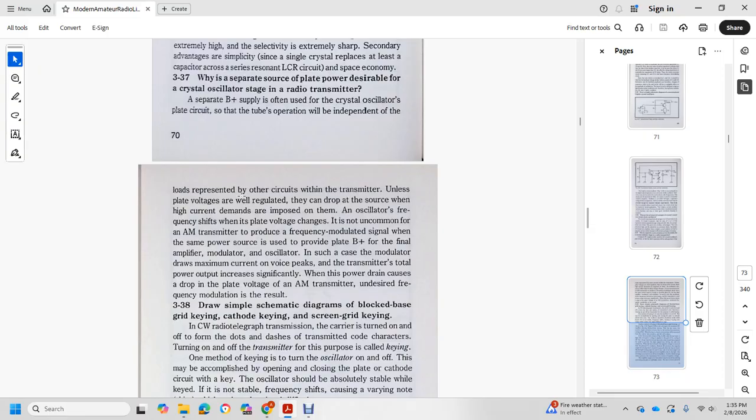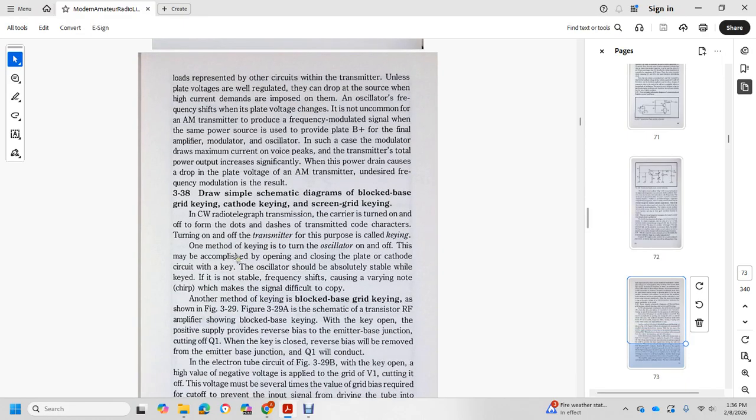Use the provided plate battery from the final amplifier, modulator or oscillator. In the case of the modulator drawing maximum current with the voice peaks, the transmitter total power output increases with significant power drain, causing the drop of the wire voltage. An AM transmitter thus has undesired frequency modulation as a result.